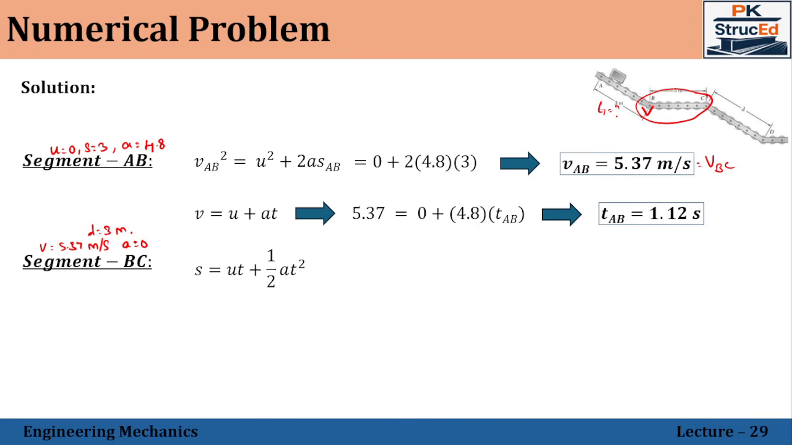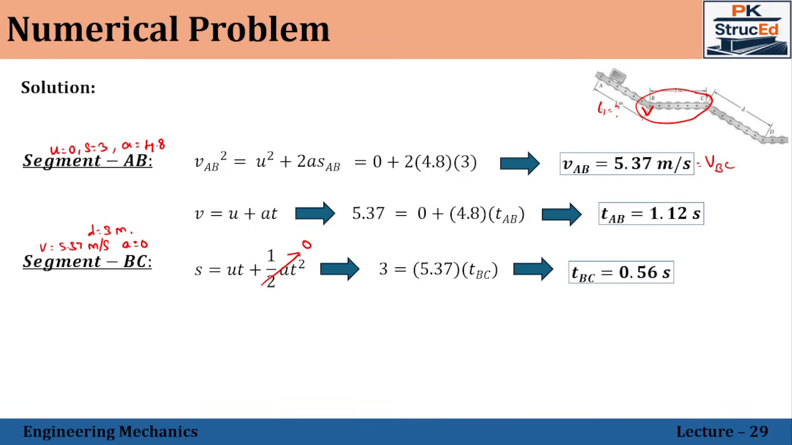So S is equal to UT plus half AT square, and the distance is 3 meter. Velocity is to be maintained constant. Therefore, this component will become 0. Therefore, 3 will be equal to 5.37 into TBC. Solving this, we get TBC as 0.56 seconds. That's all with respect to the second segment.